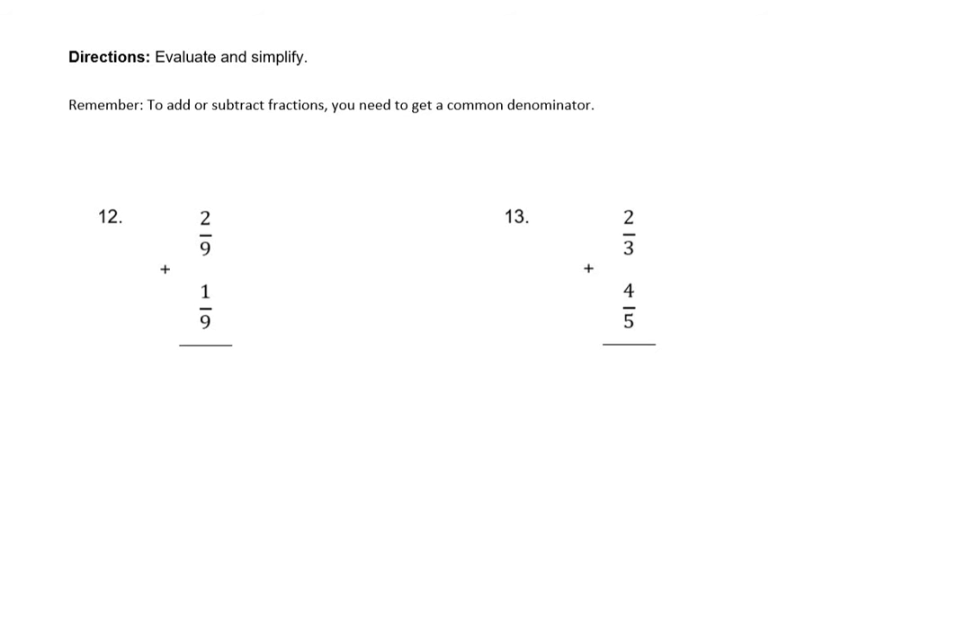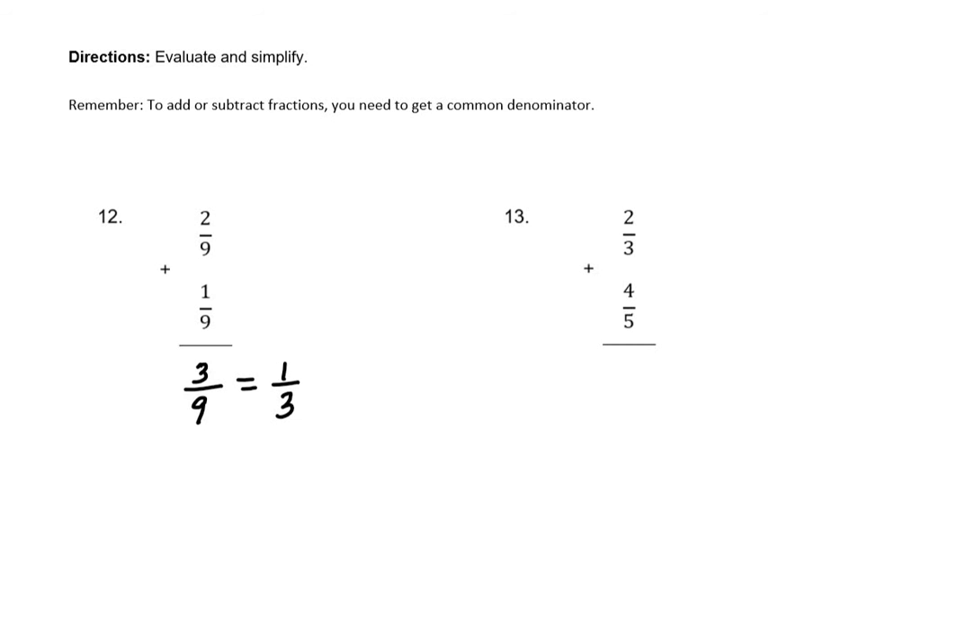Okay, in this video, we are going to look at adding, subtracting, multiplying, and dividing fractions. And now remember that when you add or subtract fractions, you need to get a common denominator. So in problem 12 here, this is continuing from the last video, we have common denominators. Both of these fractions have a denominator of 9. So what I need to do is just add the numerators together. Keep the denominator the same, so 2/9 and 1/9 is 3/9. And 3/9 can be simplified to 1/3.